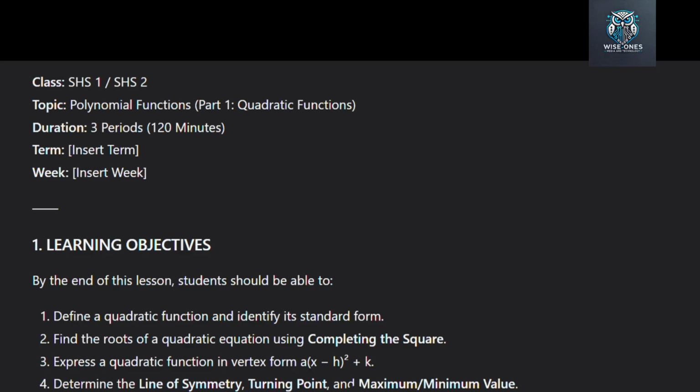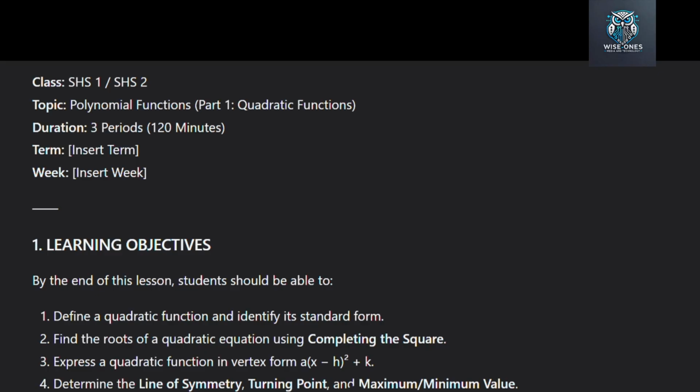Today, we are going to learn about a topic that is fundamental to further mathematics and additional mathematics. We are going to talk about polynomial functions, specifically part 1, which focuses on quadratic functions. This lesson is suitable for SHS1 and SHS2 students.